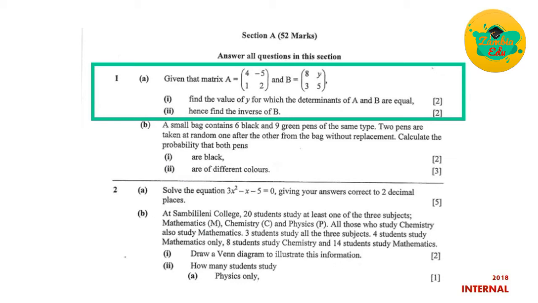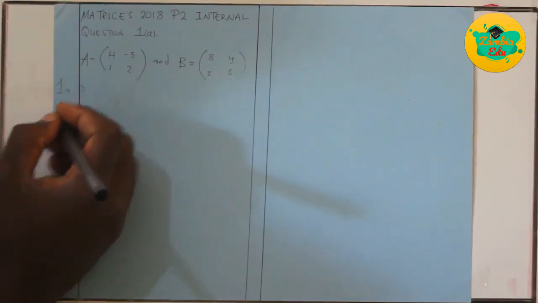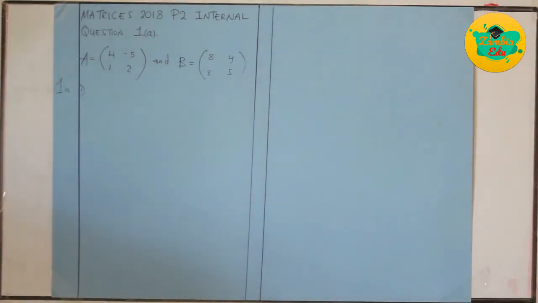So let's begin. We indicate our 1A, part 1. Find the value of Y given that the determinant of A and B are equal. So first things first, we are going to find the determinant of matrix A. Since both matrices A and B have the same determinant, we begin by finding the determinant of matrix A, then we are going to apply that determinant to matrix B. So we'll start, we are finding the determinant of matrix A first.